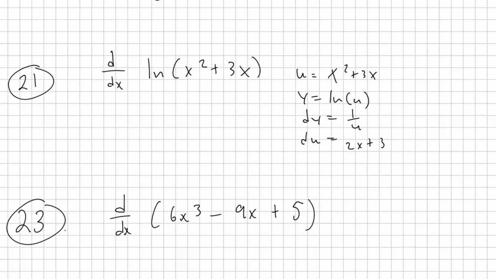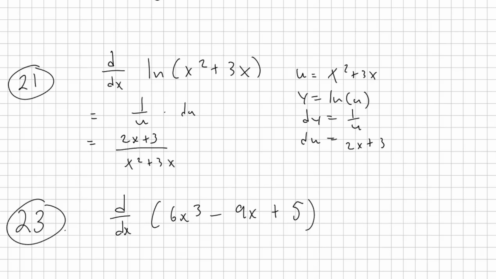So to solve this, let's just put everything together. We're going to have 1 over u times du. So it becomes 1 over u, which in this case is x squared plus 3x, multiplied by du, which is 2x plus 3 over 1. So I'm just going to put everything together. It's just going to be 2x plus 3 all over my u value, which is x squared plus 3x. So that's it for this one.